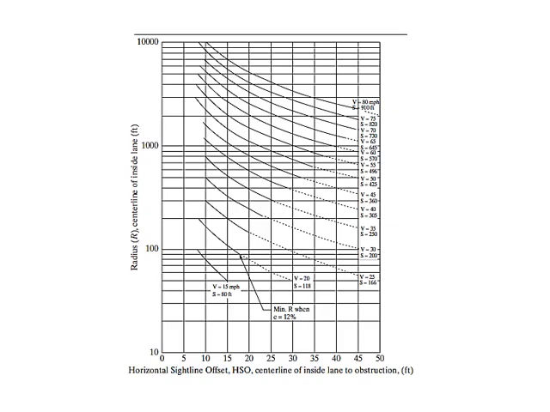We can use this graph as well instead of using the equation. On the x-axis you have the m value, the horizontal sight line offset. On the y-axis you have the radius of the curve, and each line on this graph represents a different speed. So first of all, find out how much the horizontal sight line offset is. Then from that point onwards, you go to your required speed line, and from that line find out the radius of the curve. Let us see with an example here.